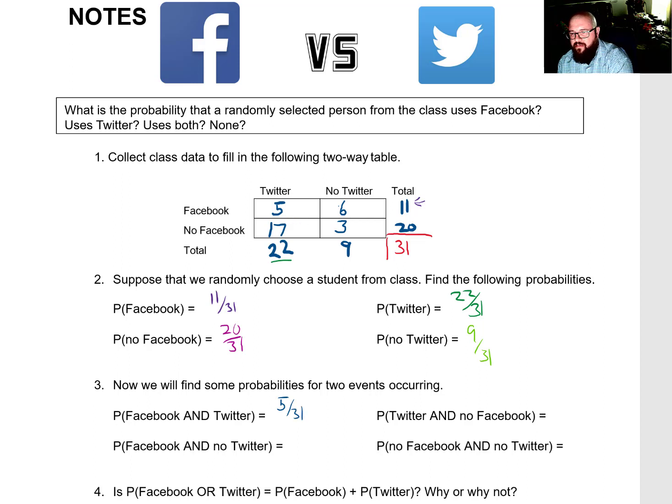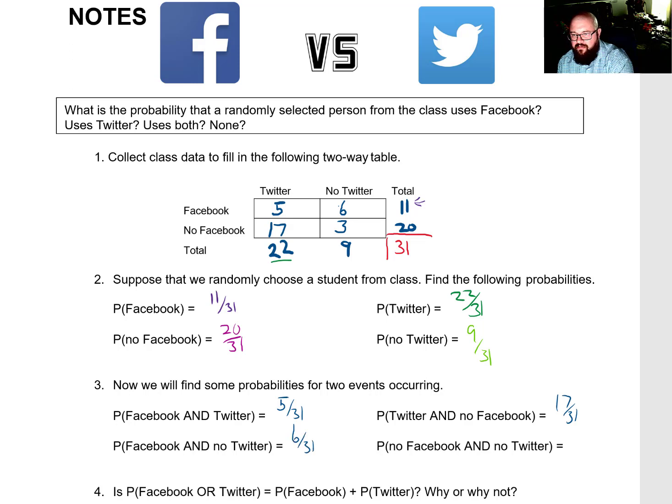Now the probability of Twitter and no Facebook. So just Twitter going down on Twitter but no Facebook. So we're going to go with 17 out of 31. Then we're going to look at probability of Facebook and no Twitter. So Facebook, we're going across on the row here, and then no Twitter, so we're going to say 6 out of 31.